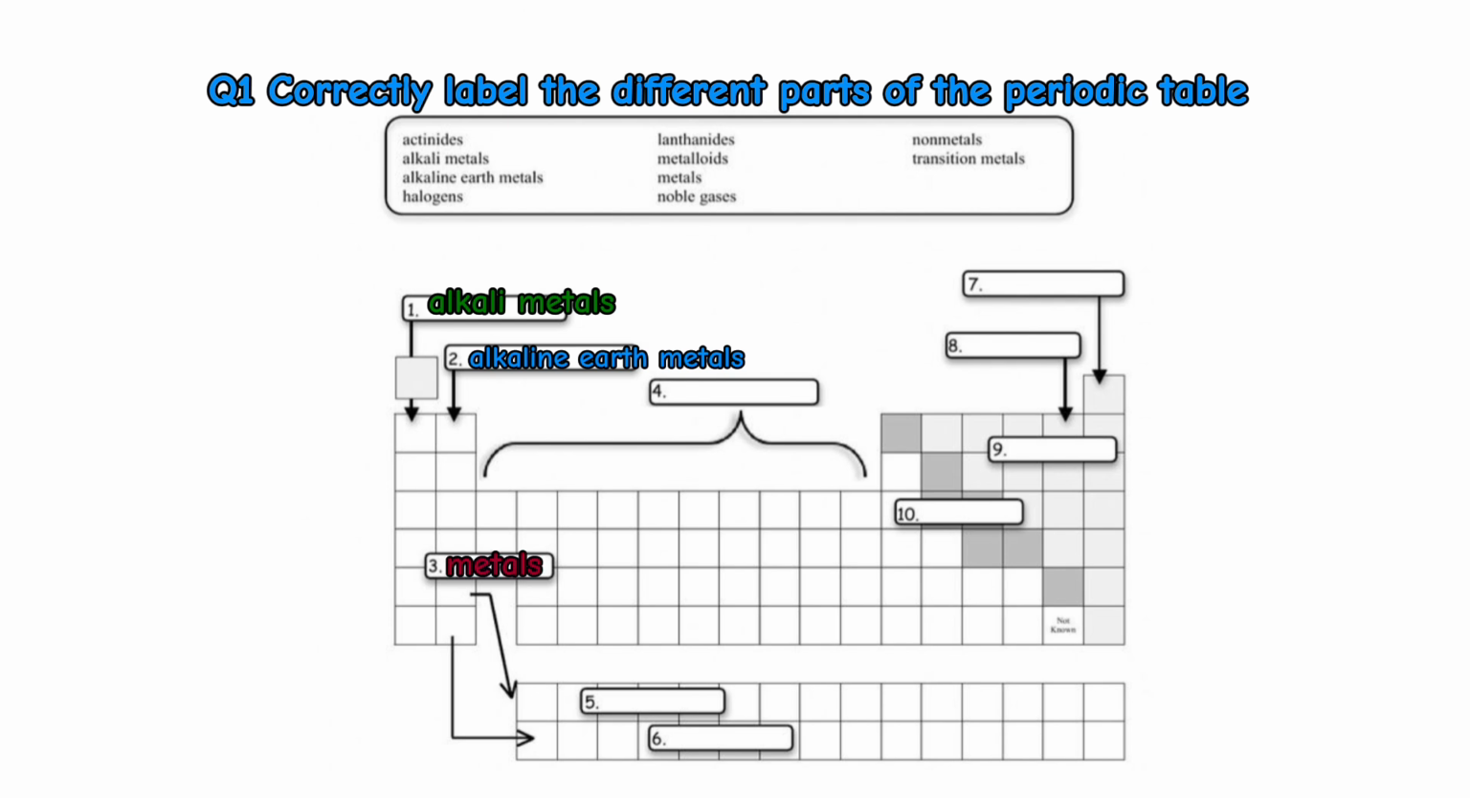Group number 4 known as transition metals. Group number 5 known as lanthanide. Group number 6 known as actinide. Group number 7 known as noble gases. Group number 8 known as halogens. Group number 9 known as nonmetals. Group number 10 known as metalloids.